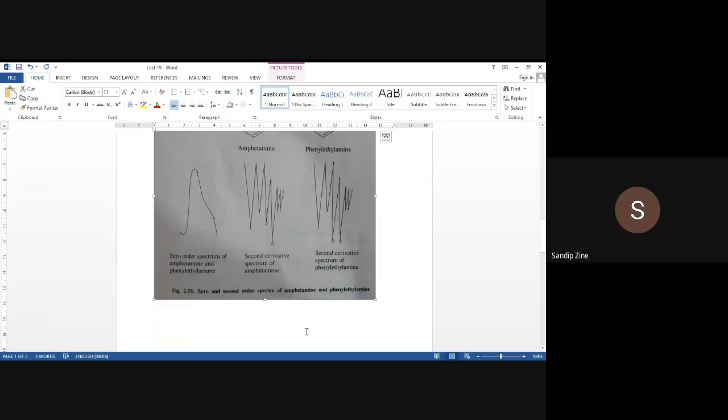Clear this thing? Any doubt over here, dear students? Yes, are you getting clarity on this particular point? Yes, sir.